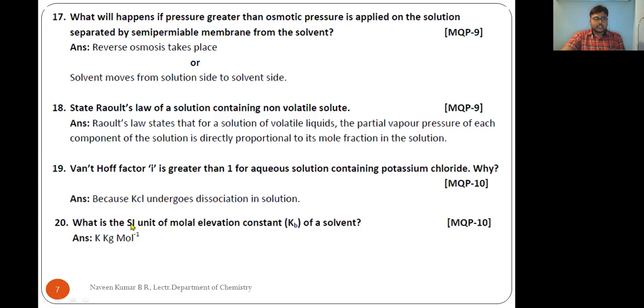Model question paper 10 again. Next question, 20th question. What is the SI unit of molar elevation constant Kb for a solvent? So it is a repeated type, Kelvin kg per mole.